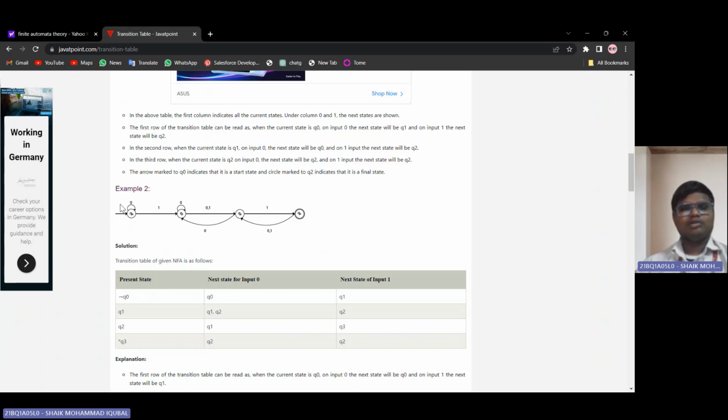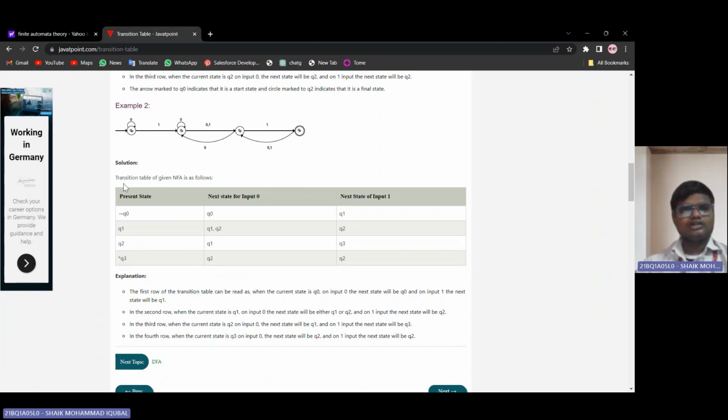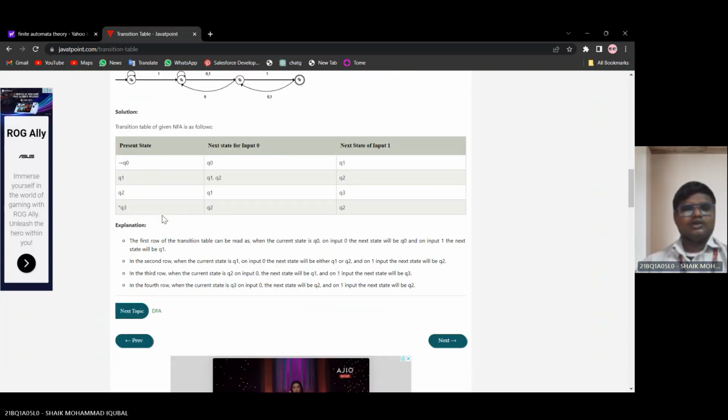Let us take another example about the transition table. Here we have been given an NFA. So let us build the transition table. The transition table of the given NFA is as follows. The first row of the transition table can be read as: when the current state is Q0 on input 0, the next state will be Q0, and on input 1, the next state will be Q1.